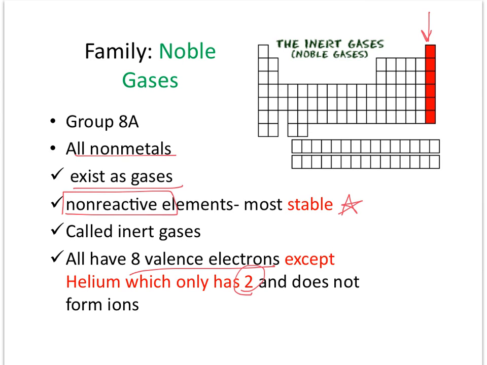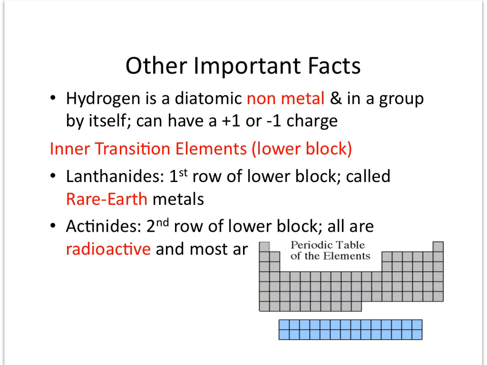They do not form ions. They do not need to gain or lose electrons because they already have that octet. The last thing that you probably should know is that they're called inert gases. Inert means non-reactive.